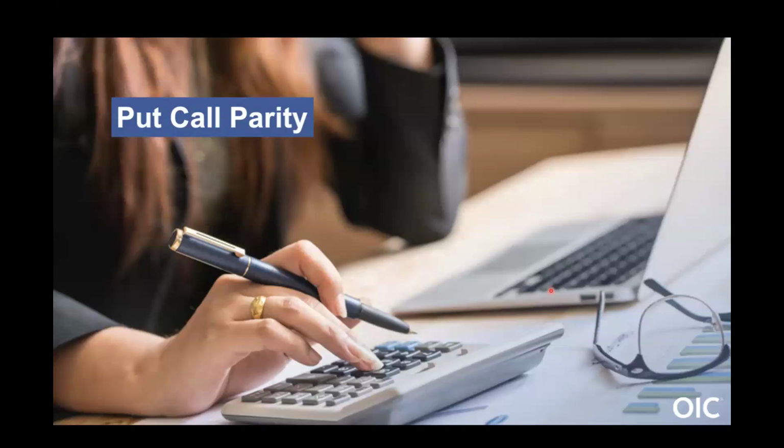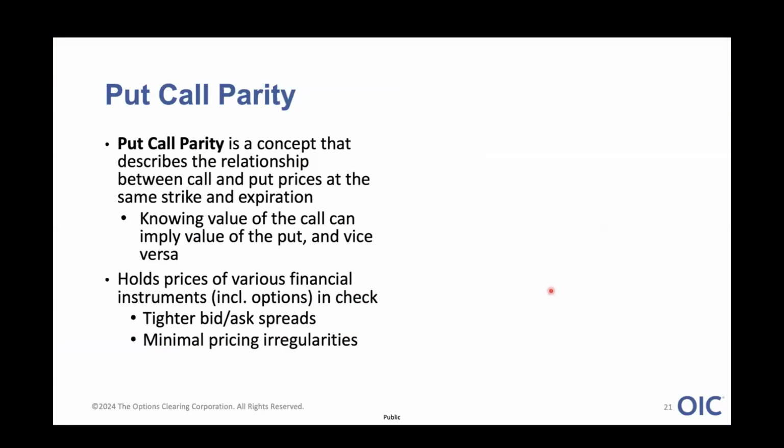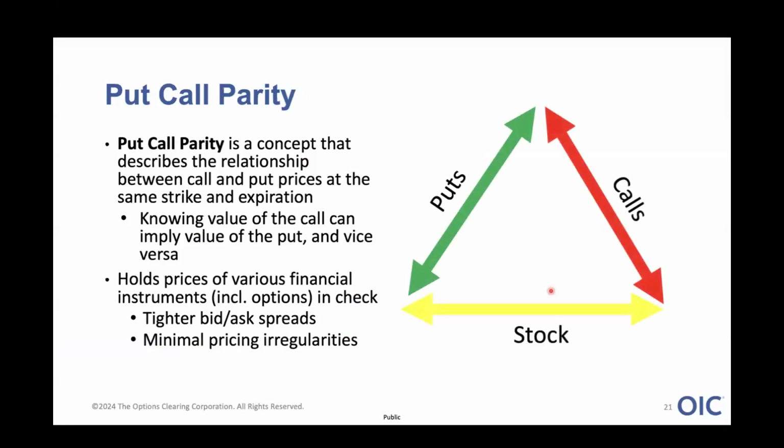All right, so now let's talk about a concept known as put call parity. Put call parity is essentially a concept that describes the relationship between calls and puts. Just know that calls and puts that share the same strike in the same month have a direct relationship to one another. So if I know the value of the put and I know the value of the stock, I can infer what the value of the call is without looking at the market. If I know what the value of the call is and I know what the value of the stock is, I can infer what the value of the put is.